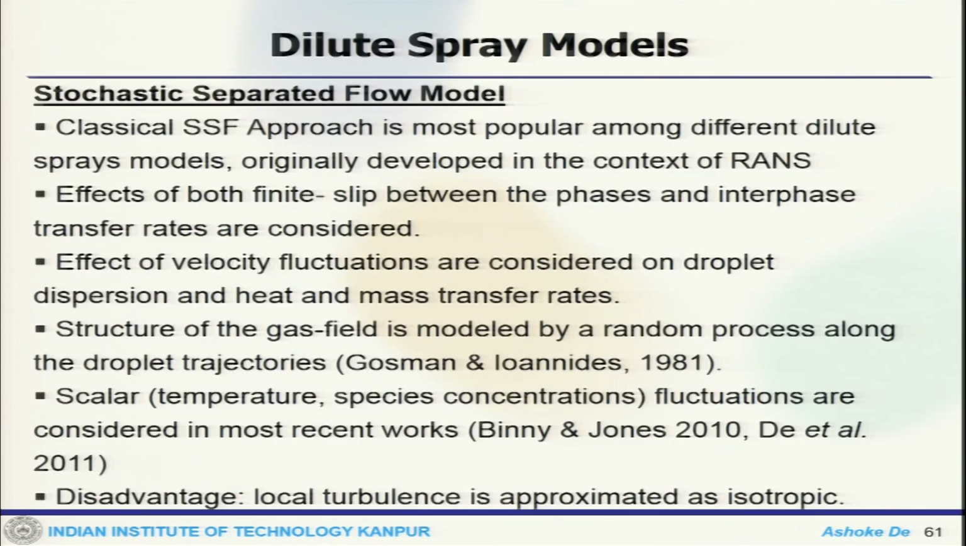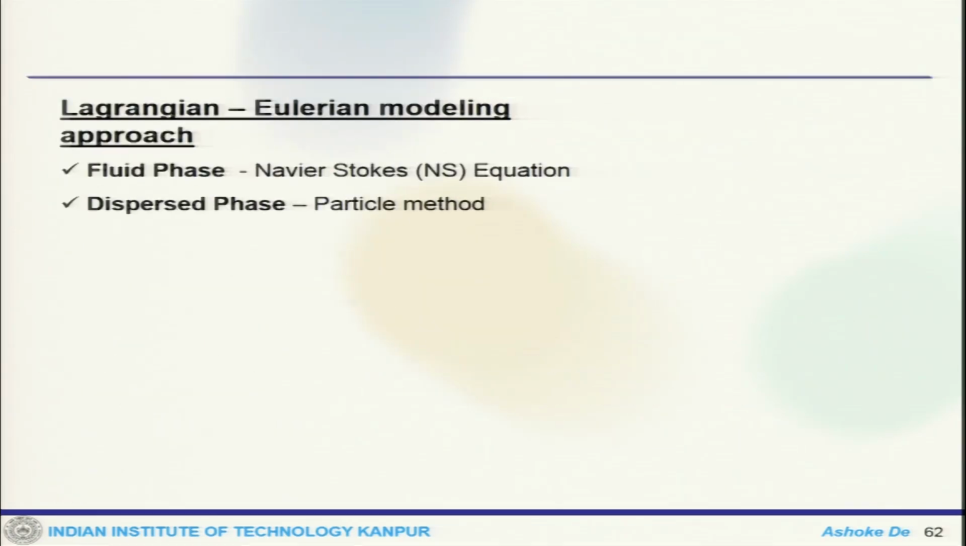Now, the classical SSF approach is the most popular among different dilute spray models, originally developed in the context of RANS. The effects of both finite slip between the phases and interface transfer rates are considered. The effect of velocity fluctuation is also considered on droplet dispersion, heat and mass transfer rate, and structure of the gas. So, these are some of the issues associated with the stochastic separated flow model, which one can note down.